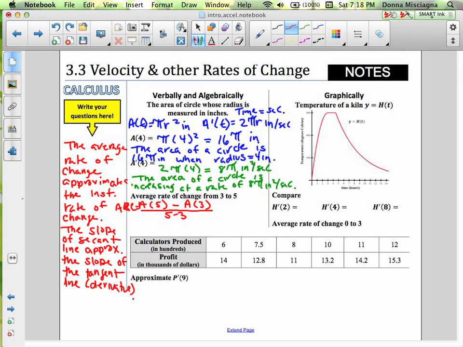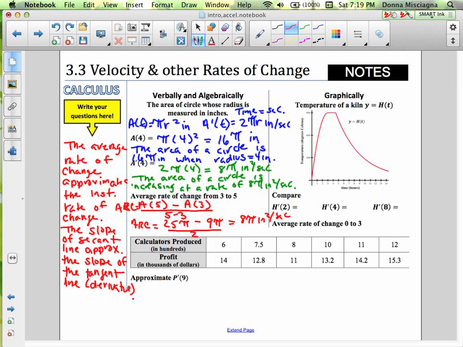All right, so now we'll just evaluate. A of 5 is going to be 25 pi. I think you're okay if we just do that in our heads. We're just plugging into pi r squared. Minus, evaluating pi times 3 squared, that's just going to be 9 pi, divided by 2. So 16 pi divided by 2 is 8 pi, and that is inches squared per second.